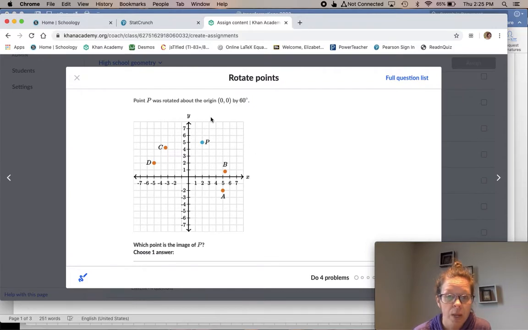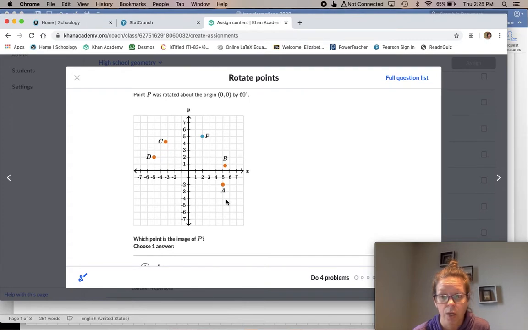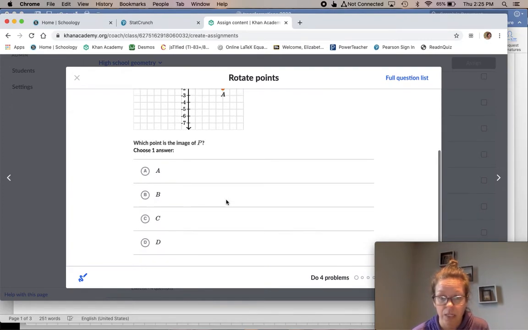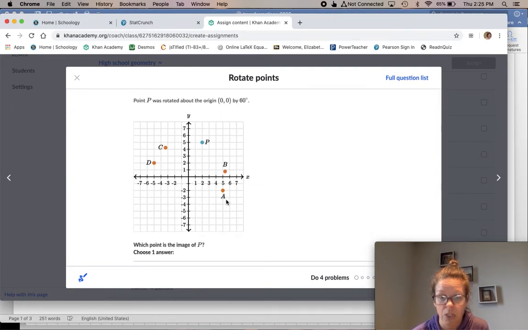So point P is going to be rotated about the origin. So the origin is going to be our center point, and it says by 60 degrees. And we want to know which one of these points is going to be the image or the end answer. And so then it's going to be multiple choice A, B, C, or D that we can choose which one.